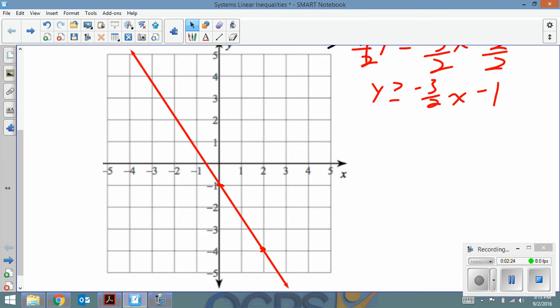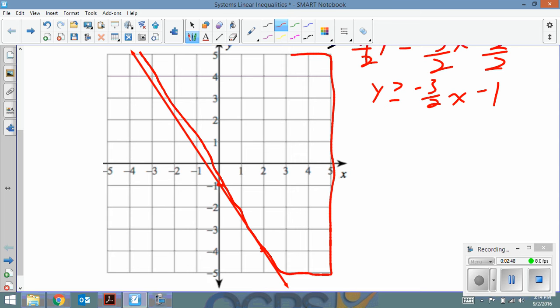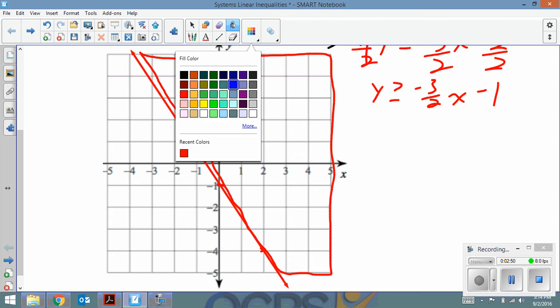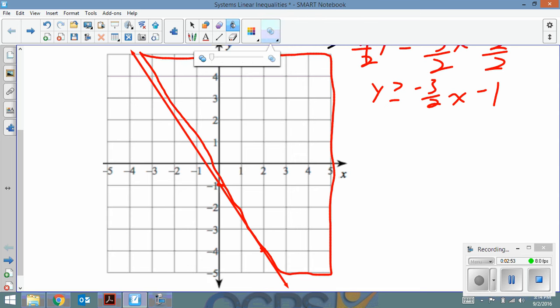Okay, now we need to know where to shade. Well, this currently says y is greater than this line. So what we do is we look at our y-intercept here, and it says, when is y bigger than that line? Well, y is bigger than everything above it. So we're going to shade everything that's above that line, because that's when y is bigger. I'm going to fill it so you can see what's going on here. All right, so there's my first line.